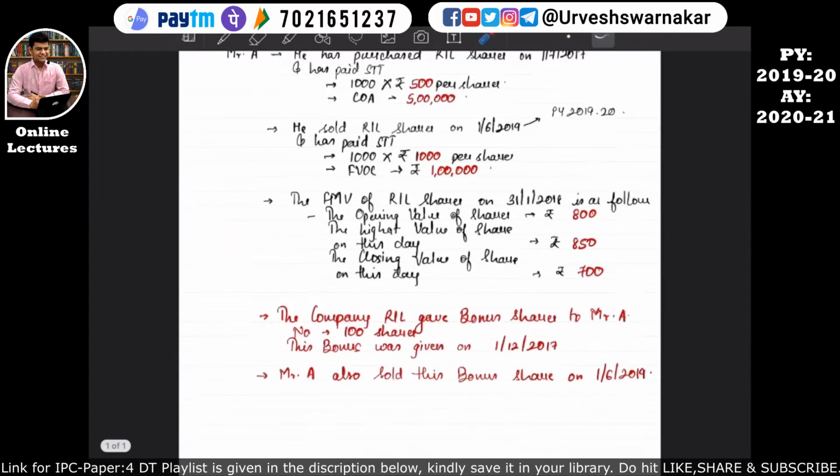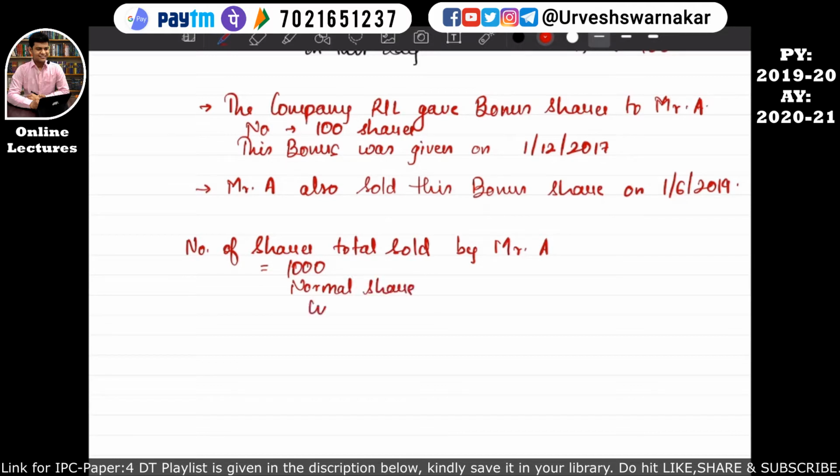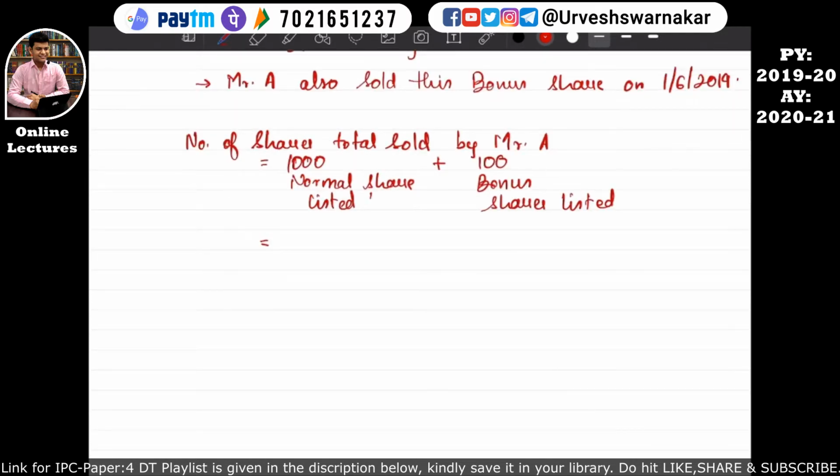The total number of shares sold by Mr. A is equal to 1000 normal listed shares plus 100 bonus shares. I hope this is quite clear to you all, and these bonus shares are also listed. So the total number of shares sold is 1100.